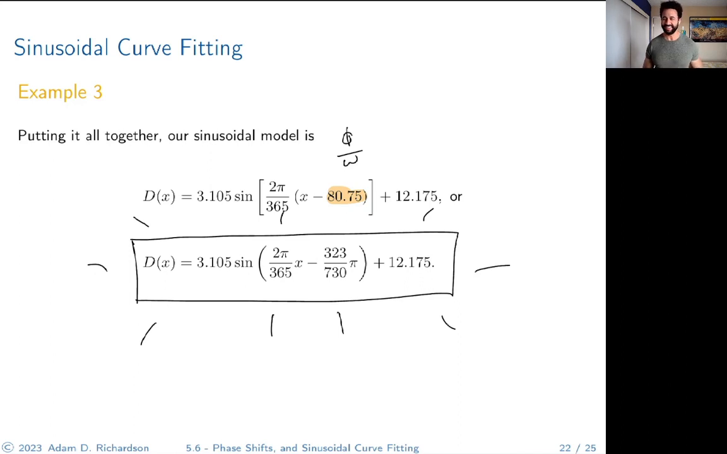Yay, right? So this is essentially a sinusoidal curve that approximates the data based on what we were given, the number of hours in the summer solstice and the number of hours in the winter solstice, and now we have this sinusoidal curve that approximates the number of hours of daylight on any day of the year. So let's use it.